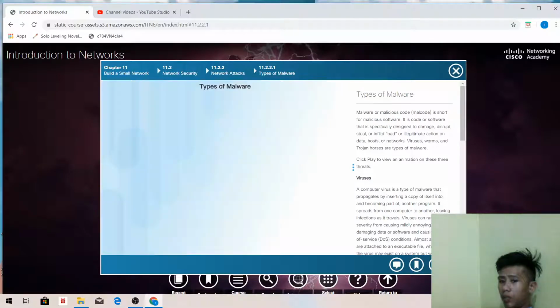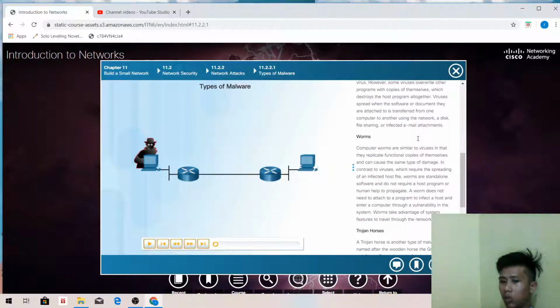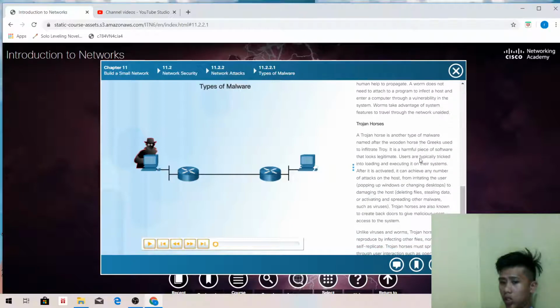What are the types of malware? The first one is the virus. We know that the virus is a type of malware that propagates by inserting a copy of itself and becoming part of another program. So the worm is similar to the virus: it replicates functional copies of itself that can cause the same type of damage.